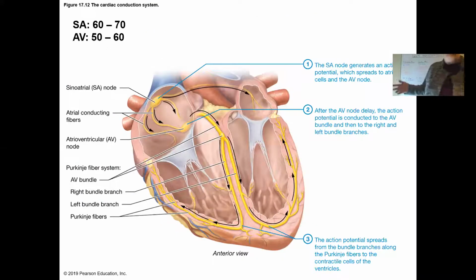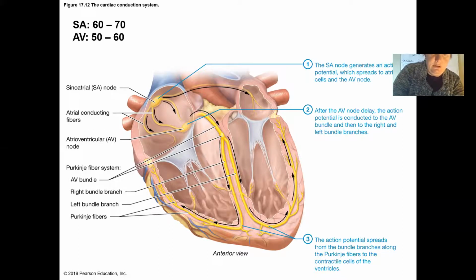So after these pacemakers depolarize, what happens? See here in this picture, you have your sinoatrial node, the SA node. Remember, these are the pacemakers. You're going to have these conducting fibers that come down from the SA node, where it starts, down to the AV node. They also go to the other atrium, so that the atria can contract in unison.